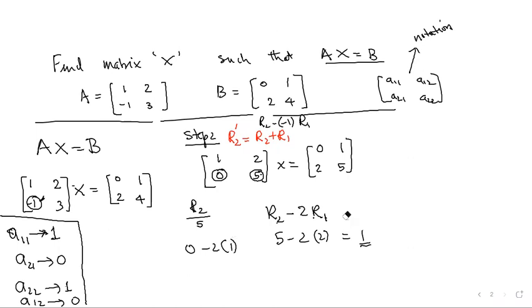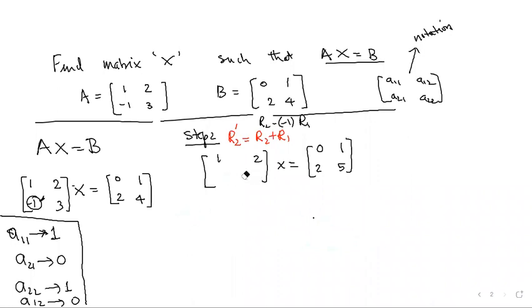Once again, I'll explain. I have 2 options to make this 5 into 1. One method is to divide R2 by 5. Another method is from R2, if I subtract 2 times R1, then also 5 will become 1. Is it fine? Have you heard me? Yes, sir. So if I do the first operation, absolutely no problem.